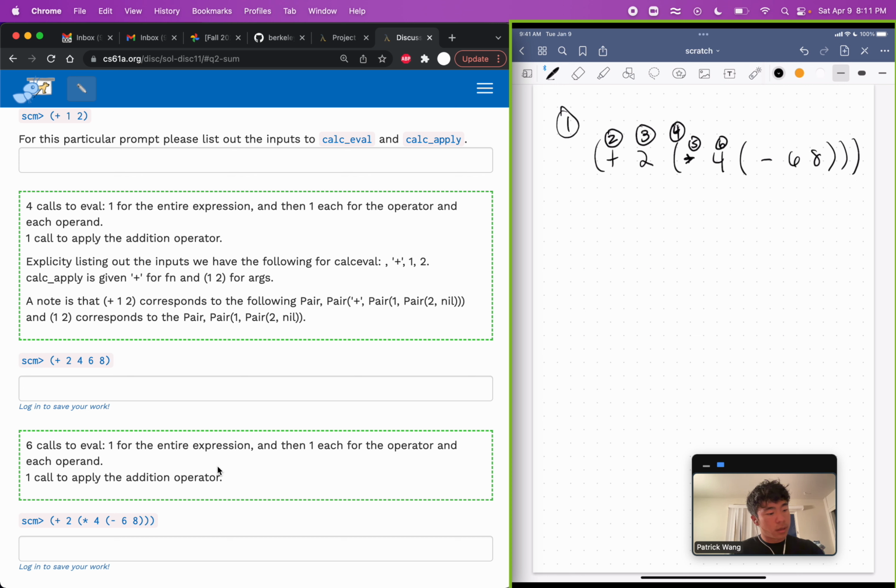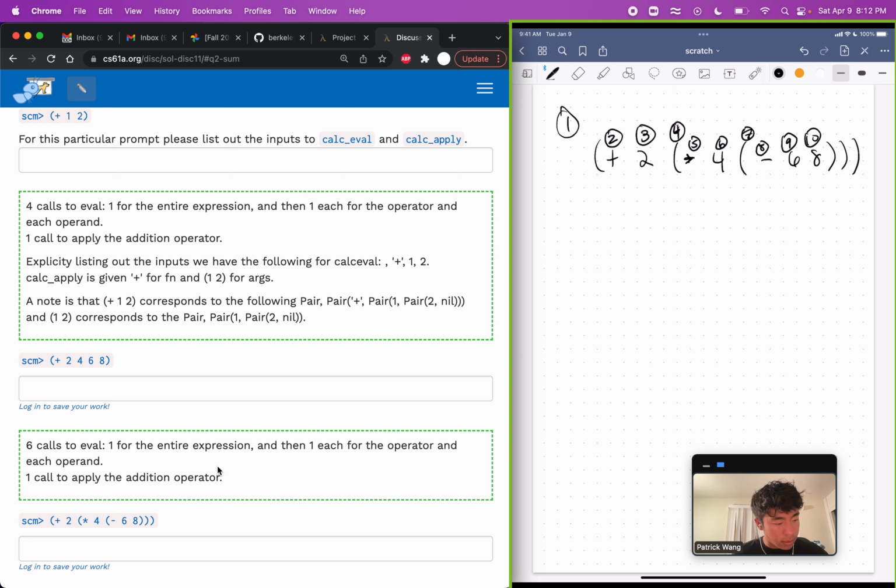4 is just 4. But then here we see that we have another nested expression, the parentheses minus 6, 8. So we have to evaluate that, getting our 7th call. And then once again, we did the same stuff. So evaluating that minus operator, minus is not a special form, so we can go ahead as we want. Then 9 corresponds to evaluating that 6. 10, the 10th call, eval corresponds to evaluating that 8. And then we're pretty much done with evaluating everything.